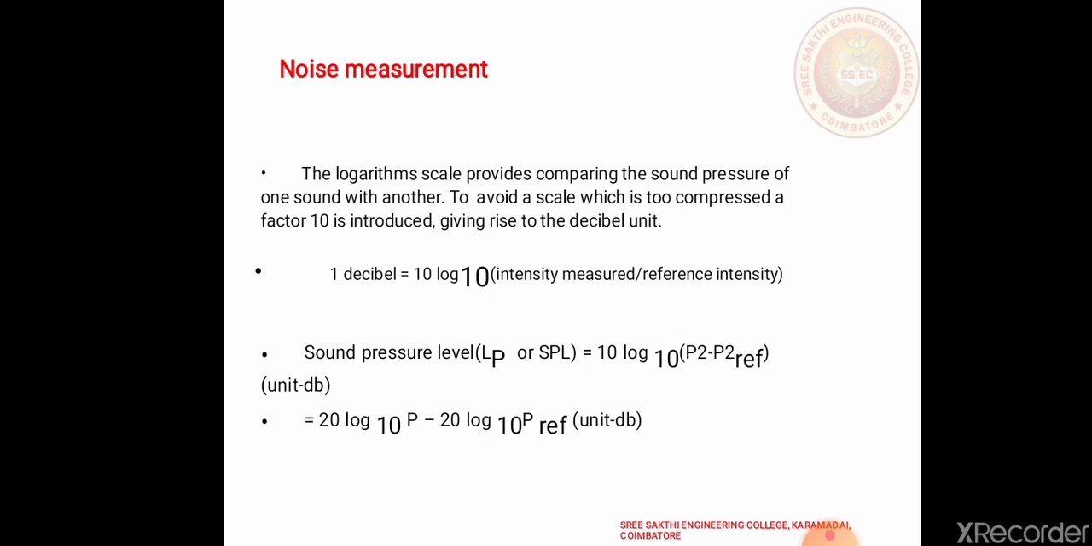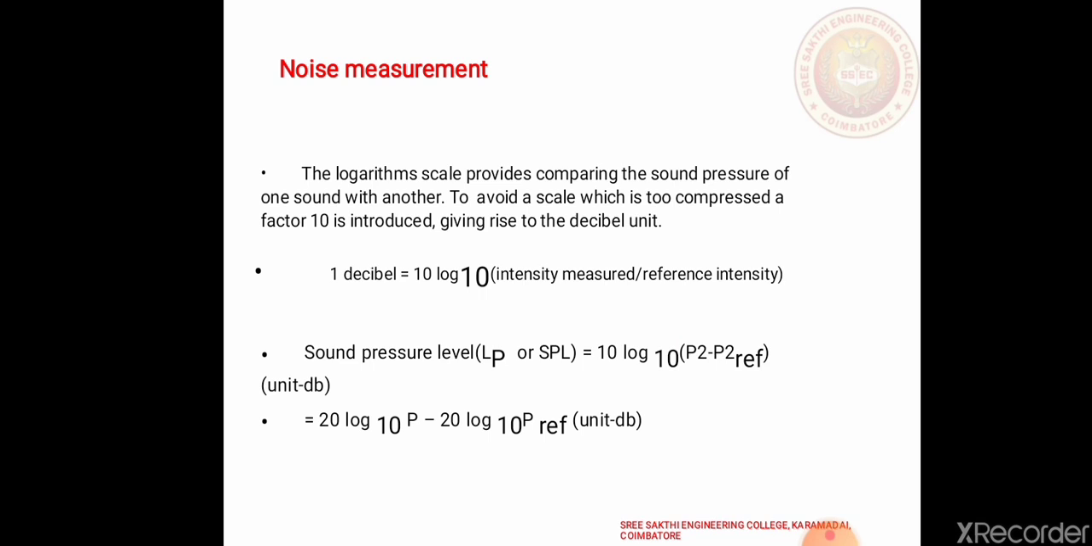The human ear responds to changes in sound pressure over a very wide range. The loudest sound pressure to which the human ear responds is 10 million times greater than the softest. This large ratio is reduced to a more manageable size by the use of logarithms. The logarithmic scales provide a more convenient way of comparing the sound pressure of one sound with another.